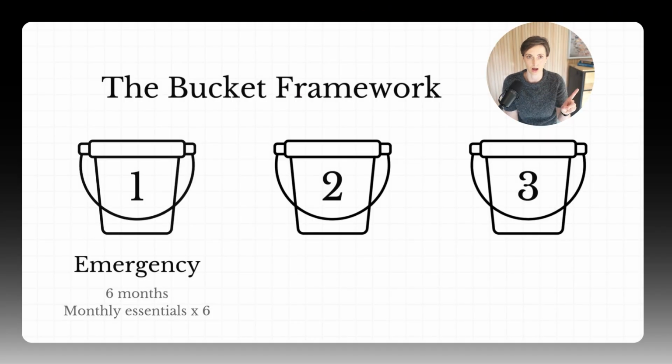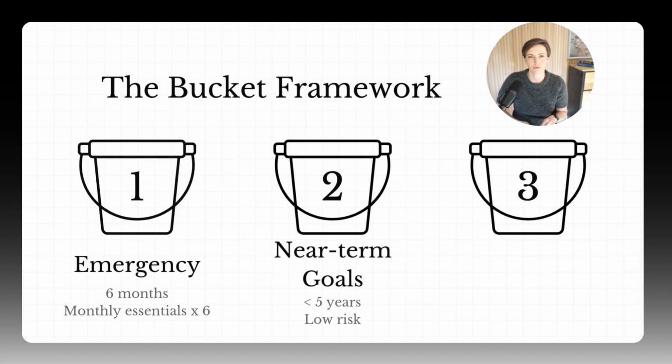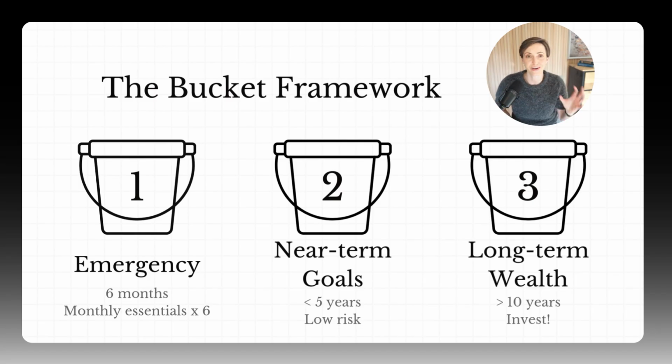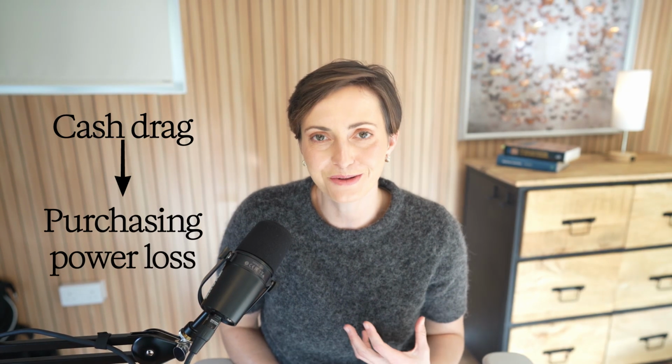That's bucket one. Step three, identify the real goals that you want in the next 1 to 5 years. Moving house, school fees, a career break, ring fence that money. That is bucket two. Everything else gets invested. That is bucket three. Every pound and dollar sitting in bucket three as cash is drag tax. It feels safe, but it quietly loses its purchasing power.